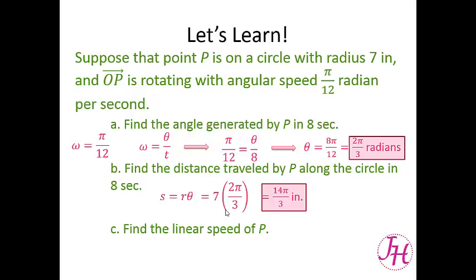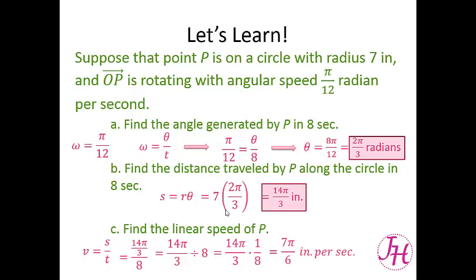Now we want to find the linear speed. So we have velocity equals the arc length over time, and we know that our arc length was 14 pi over 3, and our time was 8, and that was in seconds. So we can rewrite that as 14 pi over 3 divided by 8, which is the same thing as 14 pi over 3 times 1/8, and then we can simplify that, and we get 7 pi over 6 inches per second.